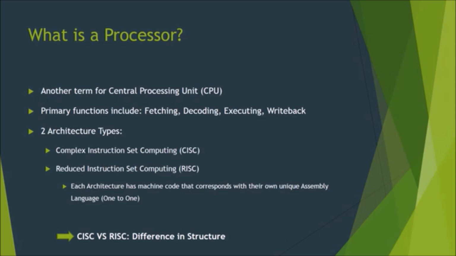A processor, also known as the Central Processing Unit, or CPU for short, is where most of the calculations are processed. A CPU does 4 primary tasks: fetching, decoding, executing, and write back. The two types of CPU architectures we will be discussing, CISC and RISC, both accomplish primary processor jobs, such as decoding and executing. However, their approaches to doing so differ.